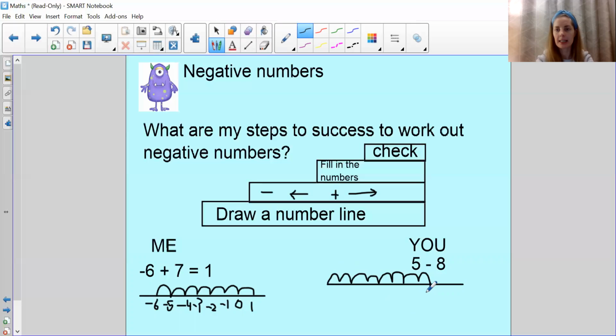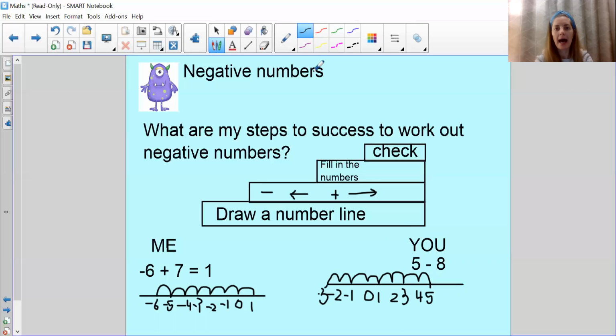And then filling in the numbers. I'm going to be starting at the number 5, and now I need to fill in my numbers. 5, 4, we're working backwards because we are subtracting. 3, 2, 1, not forgetting our 0, -1, -2, and I land on -3.